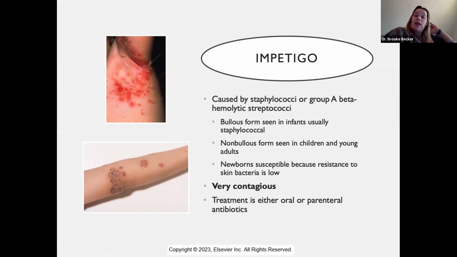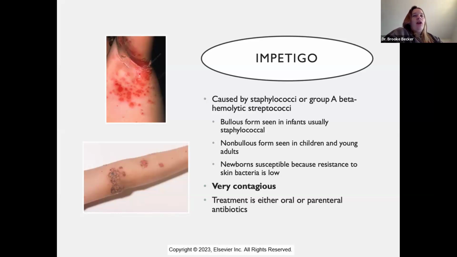Infants are more susceptible because they don't have a lot of great skin flora yet, especially if they weren't born via vaginal route, because then they didn't get that introduction of the vaginal flora on their way out. So infants can become more susceptible to impetigo. It's very contagious, especially if another person that's caring for this kiddo has an open cut or something on their skin as well.